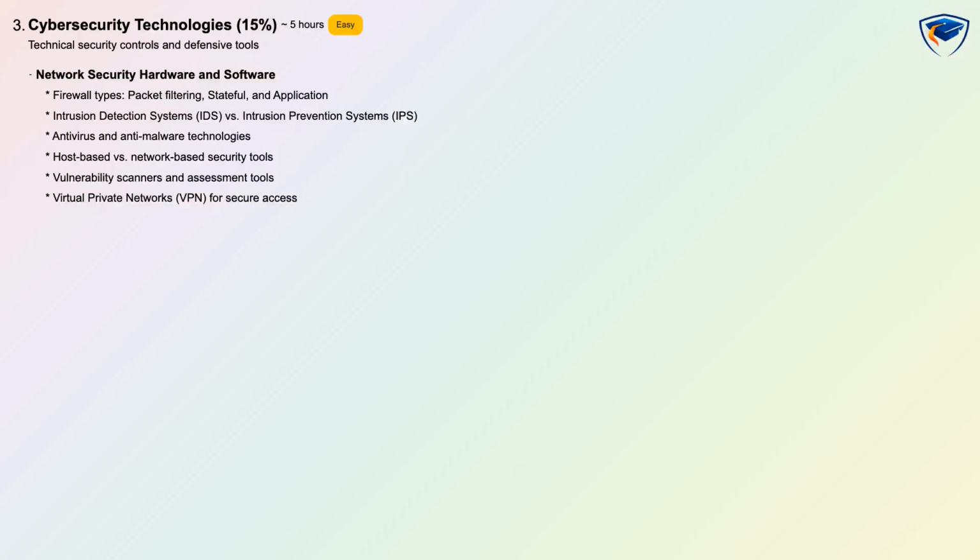Cybersecurity technologies is 15%, easy, and calls for about 5 hours of focused learning on technical controls. You will review firewall types including packet filtering, stateful and application firewalls, and understand IDS versus IPS distinctions. The syllabus covers antivirus and anti-malware strategies, host-based and network-based tools, vulnerability scanners, and VPNs for secure remote access. Expect scenario questions that ask you to select and configure the right defensive tools for a given environment.